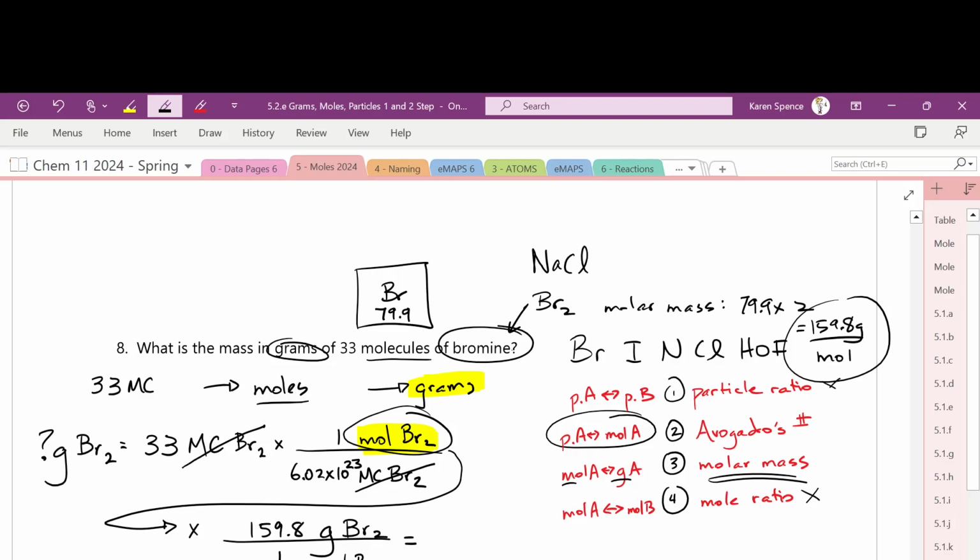33 divided by 6.02E23 times 159.8 equals 8.7598 times 10 to the negative 21 grams.